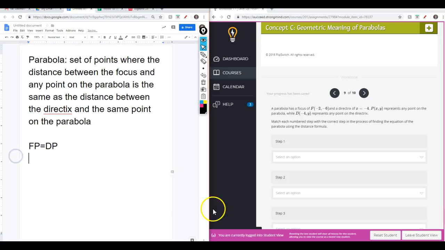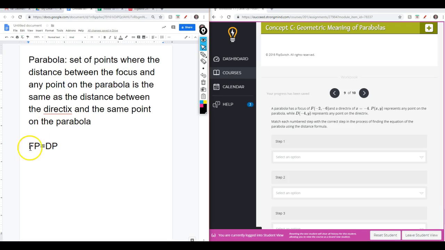All right, question 9. A parabola has a focus of F(-2, -6) and a directrix of x equals -4. P(x, y) represents any point on the parabola, while D(-4, y) represents any point on the directrix. Match each numbered step with the correct step in the process of finding the equation of the parabola using the distance formula.